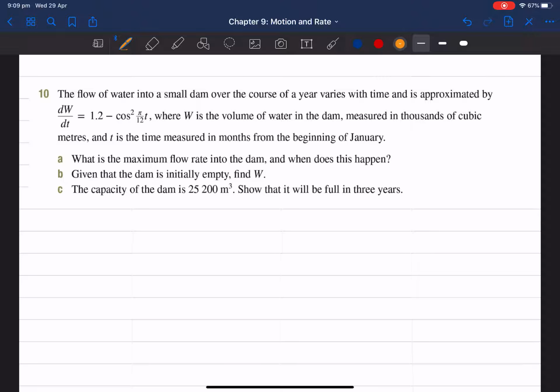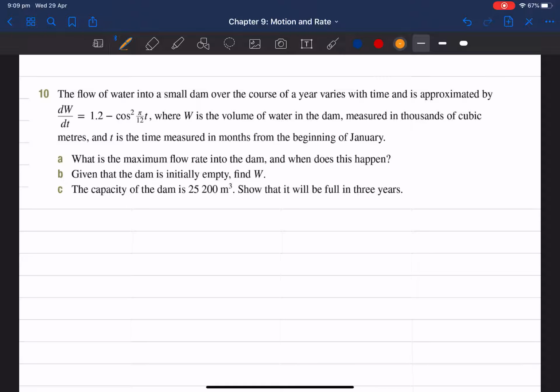Okay, this question. Let's read this question. It's a long question here. It's about a flow of water again. So the flow of water into a small dam over the course of the year varies with time, and it's approximated by dW over dt is equal to 1.2 minus cosine squared of pi over 12t. Now the reason it's hard is because it's a trigonometry function here. And that's why it's hard.